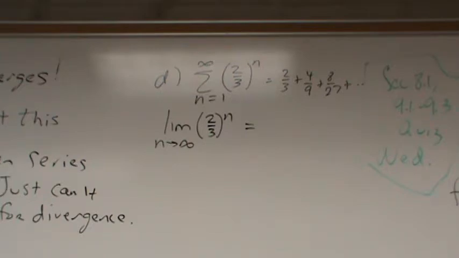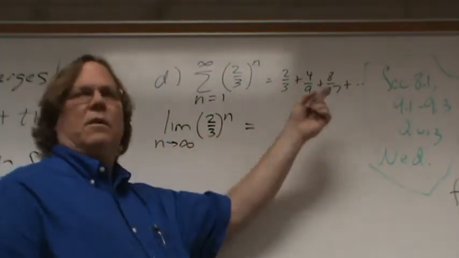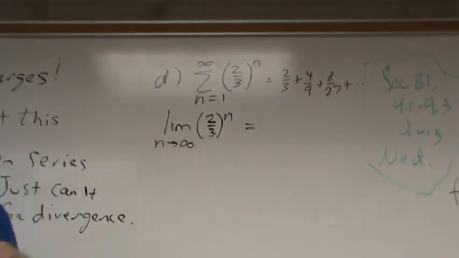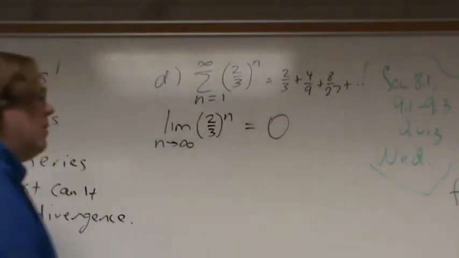Infinity? No? I mean, I've got 2 to the n over 3 to the n, and the denominator is going to be infinitely bigger than the numerator, right? 3 to the n power is getting pretty big. I mean, 3 to the fifth power is what, 243? And 2 to the fifth power is only 32. And it just gets worse after that. So this gets to be 0.